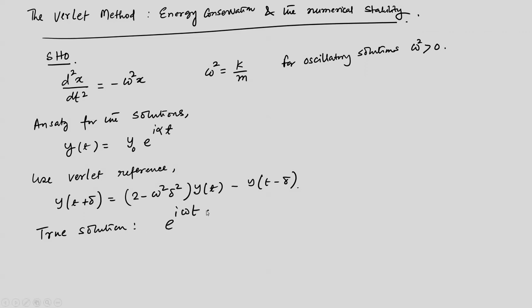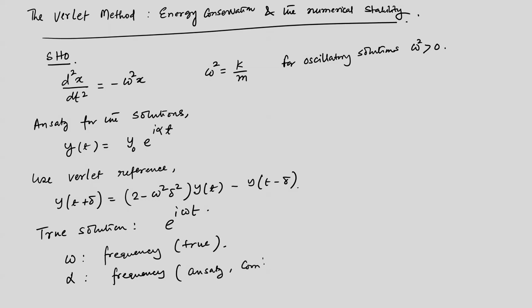exponential I omega t. One thing to be noted with a bit of care is that omega is the actual, true frequency, and alpha is the frequency from the ansatz or from computation. So, they have to be related in such a way that we do not miss the oscillatory solution and get a dying solution or some hyperbolic solutions and so on.